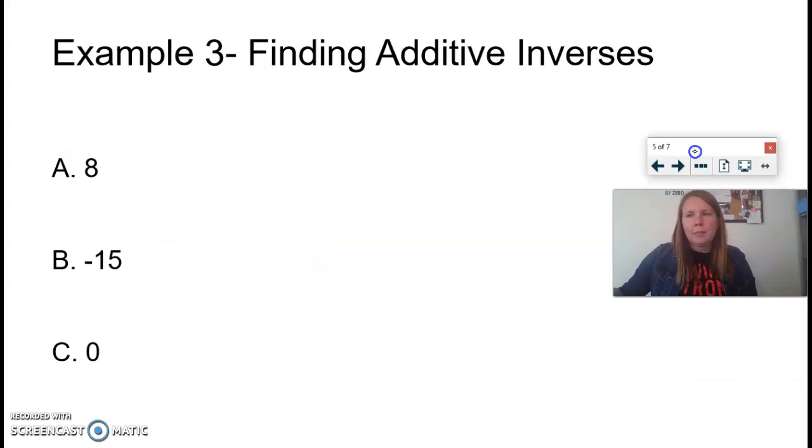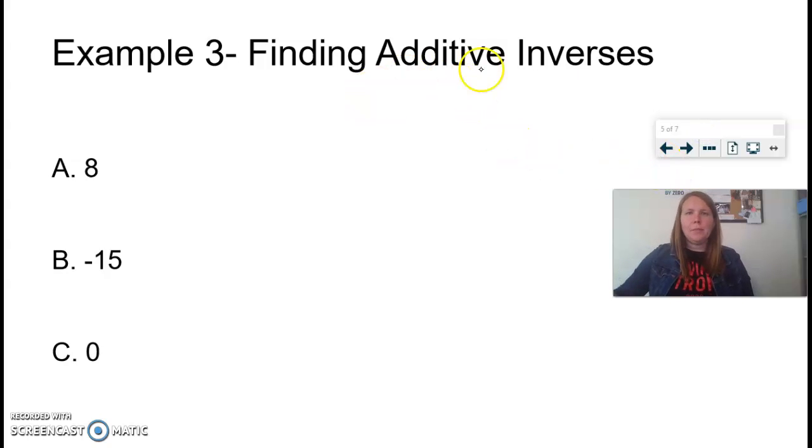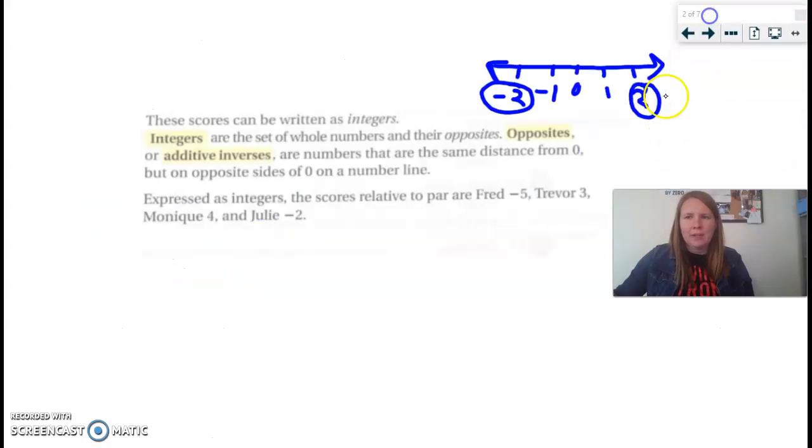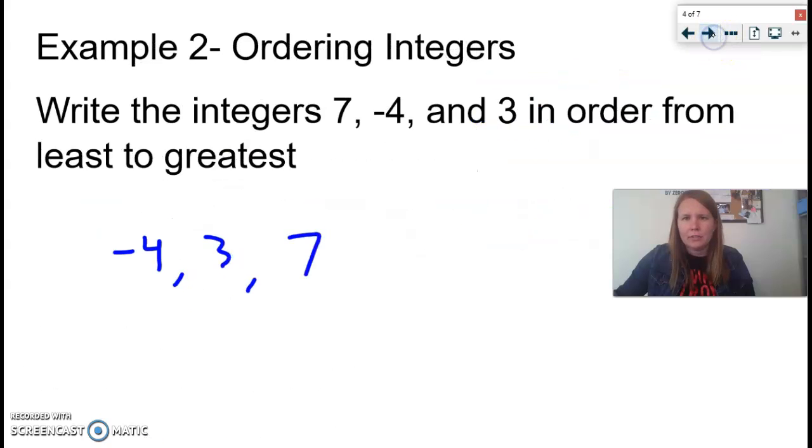All right, so then example 3. Example 3 is talking about that additive inverse. So let's go back and look at that note. When we were talking about the additive inverse, it's your opposite. So it has to be the same distance away from 0 on the number line. Or you can think of it as its positive and negative version. When I was giving that example of 2, well, 2 is to the right 2 places from 0, and then -2 is 2 places to the left from 0.